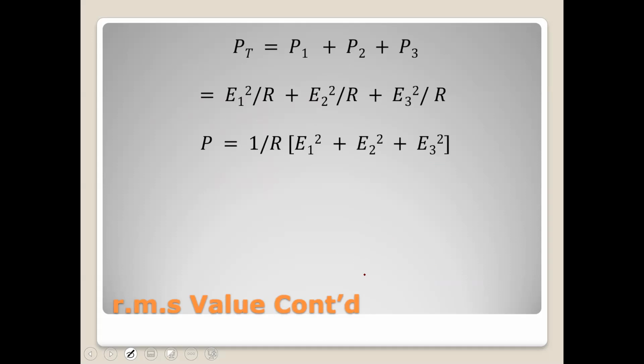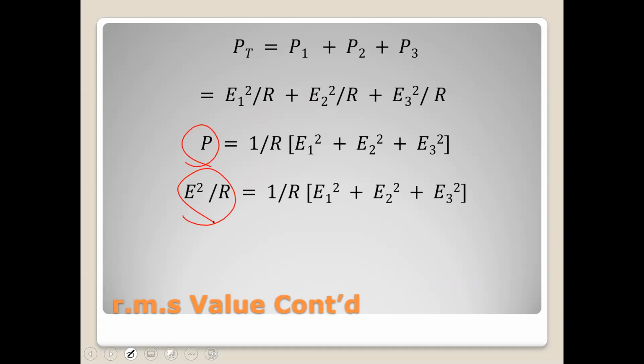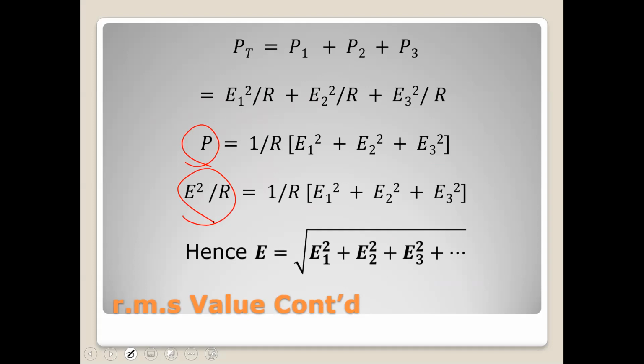So we do our substitution and we get P to be equal to 1 over R times that. And of course, we know that P was equal to E squared over R. So we can remove the R from either side and we get E to be equal to the square root of E1 squared plus E2 squared plus E3 squared.